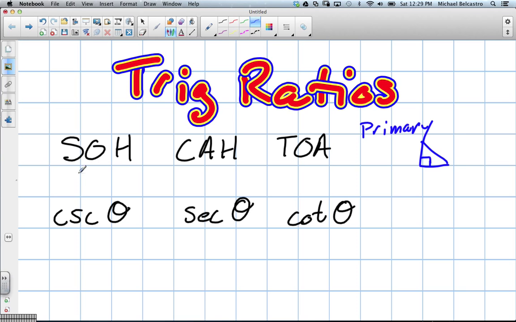The inverse ratios of these. So we have inverse ratios. So for instance, SO stands for sine theta is equal to opposite over hypotenuse. Exactly. So this is considered cosecant, and this is the inverse of our sine.